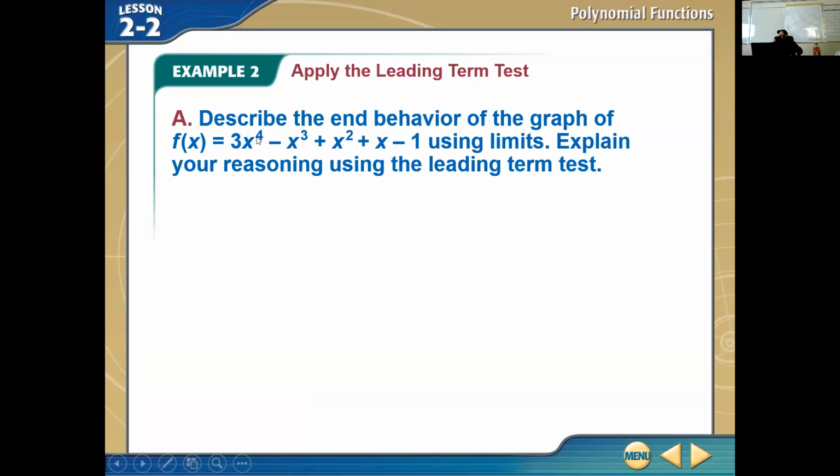Our highest exponent is even. So that means our graph is going to be pointing up because the even exponent determines that the end behavior goes the same way. The positive 3 states that they're going to go towards positive infinity. Okay, so just by knowing that information, we have a good feel about what this graph can do.